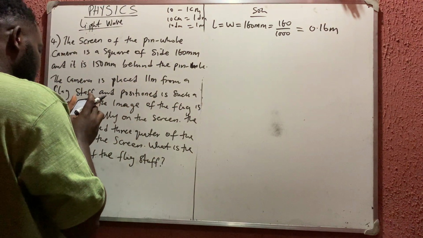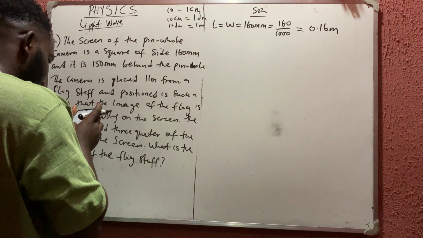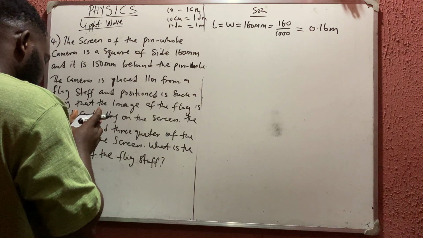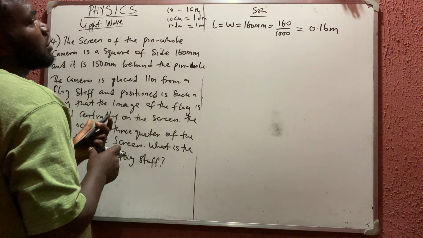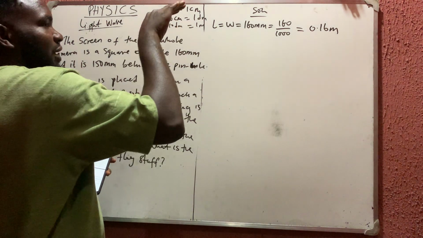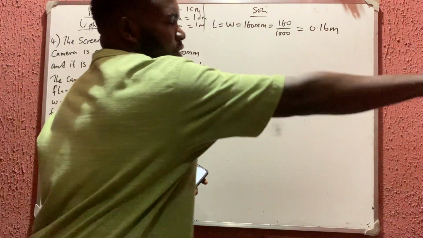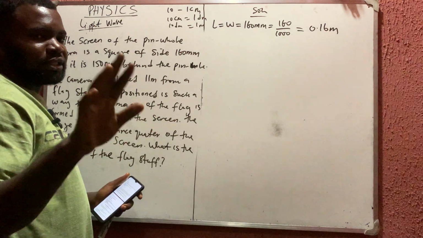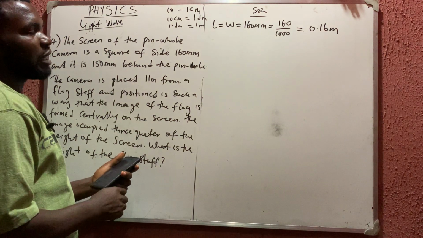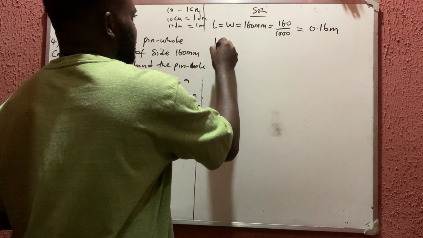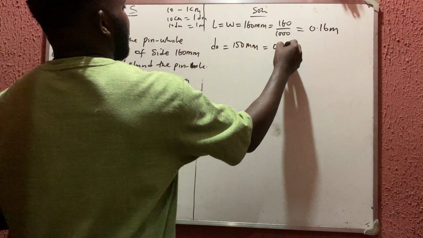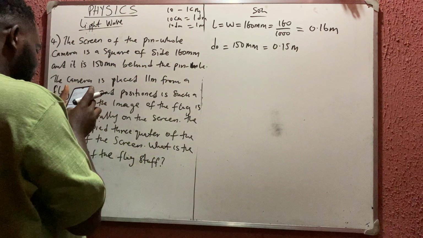So they now say that the camera is 150 millimeter behind. Okay, it is 150 millimeter behind, that is the distance from that object to that camera. Like this camera is 150 millimeter behind the board. So we are talking about the distance of the image, which is 150 millimeter, which is 0.15 meters.